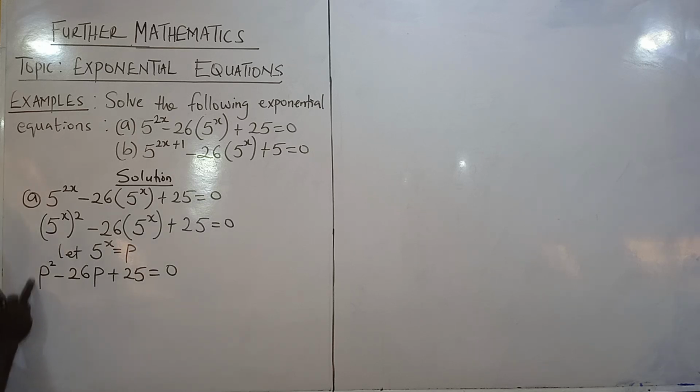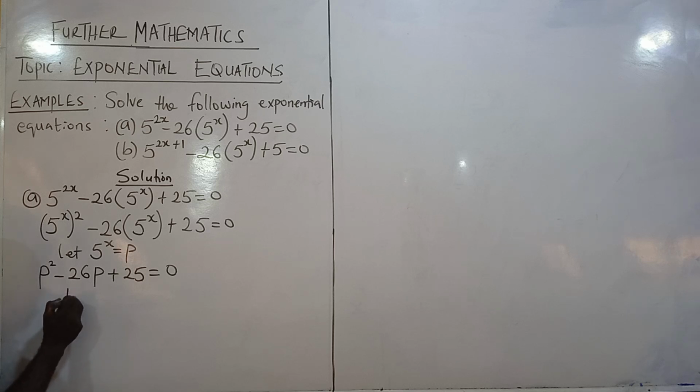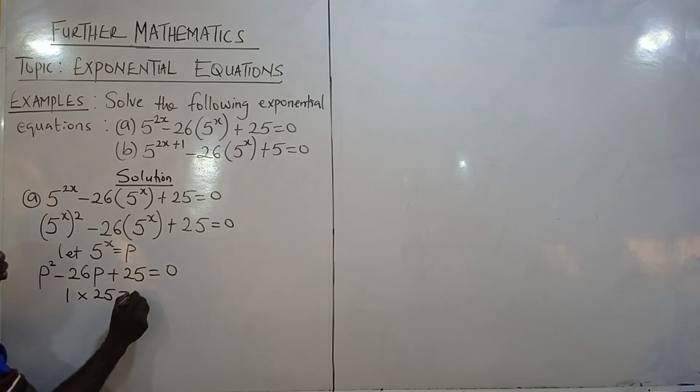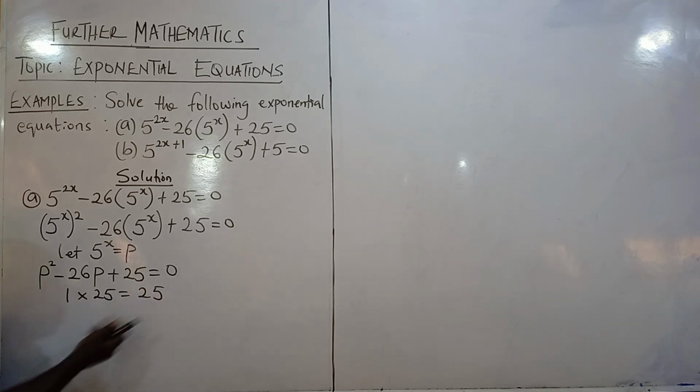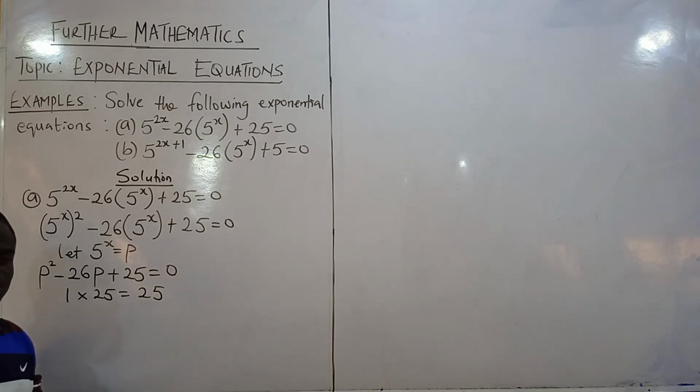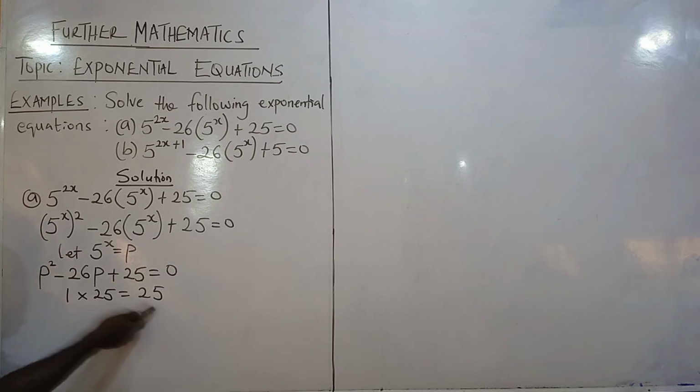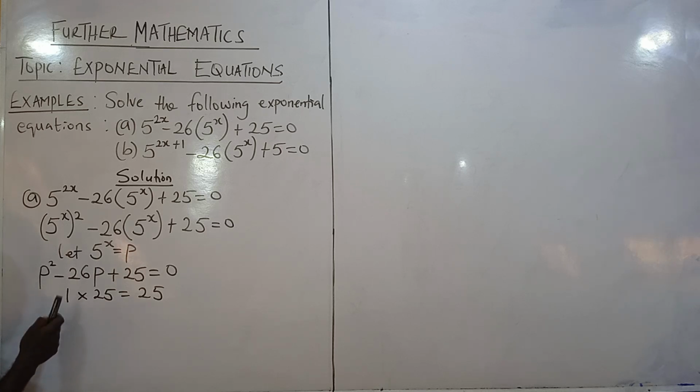What we need to do is to look at the coefficient of p squared, which is 1. Nothing is written, that's 1, times the constant, 25, equals 25. This is the first thing to do. You now think of two numbers that when you multiply them together give you 25, and at the same time, when you add them together, give you the coefficient of p, which is minus 26. If you pick 1 and 25, 1 plus 25 gives us 26, and we have minus 26 here. That's why you have to go further by introducing negatives to both.